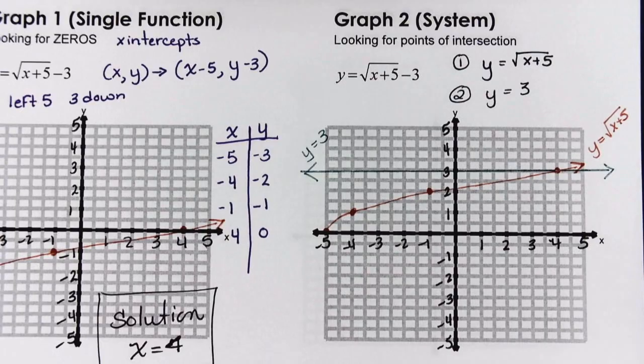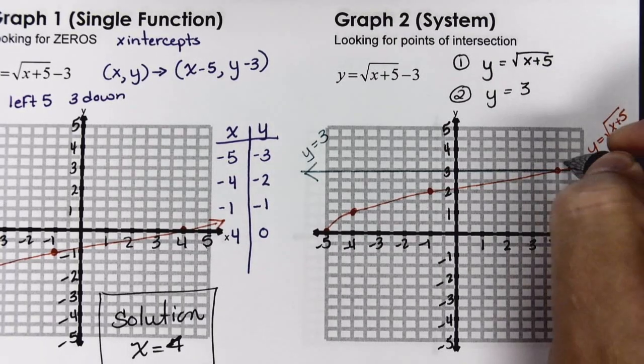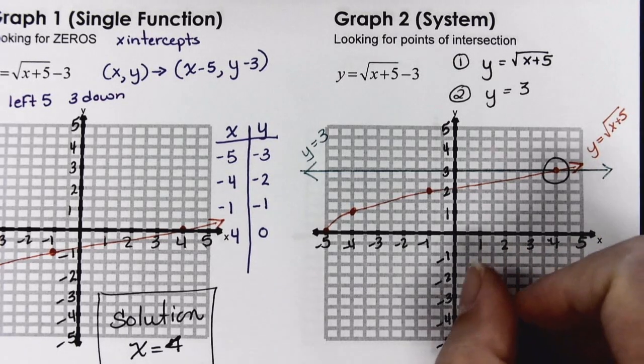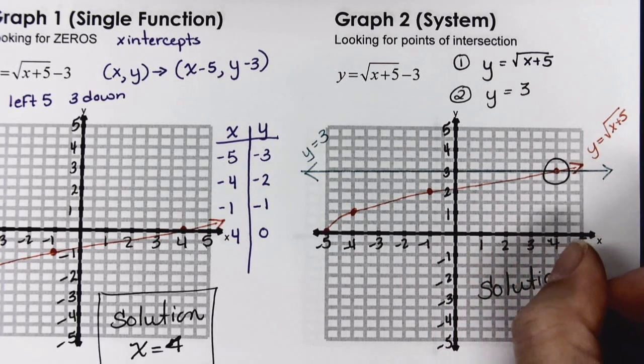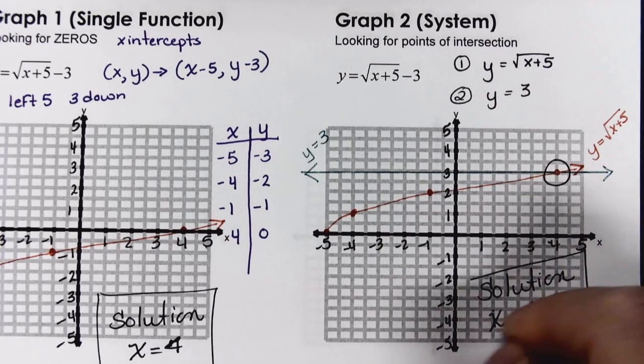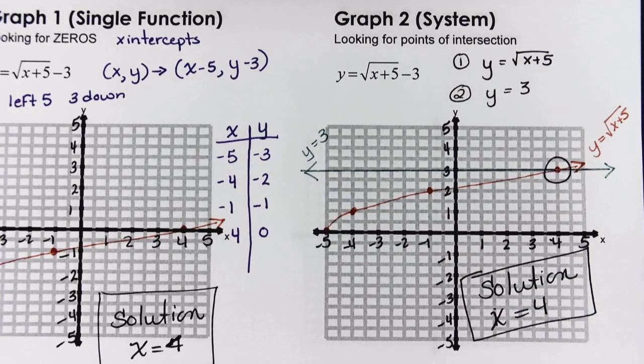And when we talk about points of intersection, that's the point where the two graphs meet, where the two graphs touch. And where does that happen? Right there. And again, I don't care about the y coordinate. It's not a coordinate pair. The solution does not include the coordinate pair. It matters just the x. So the solution here is x equals 4.